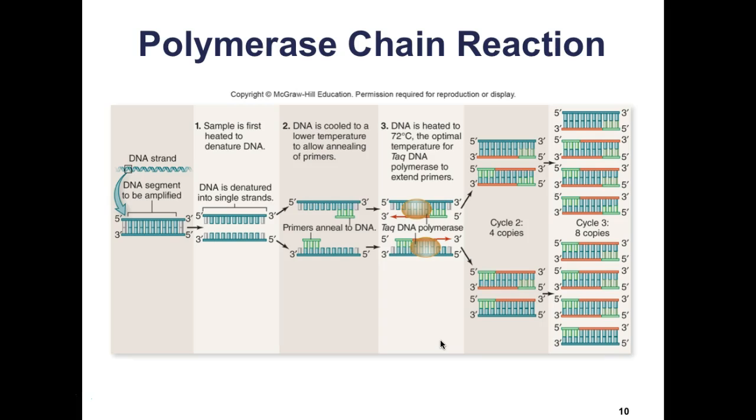And that would be one cycle. Then in cycle two, you get four copies of the DNA. Cycle three, you get eight copies of the DNA, and so on and so forth. So you could amplify a lot of DNA, making many copies of it, for however many cycles you'd ever want to do, for however much DNA you need.